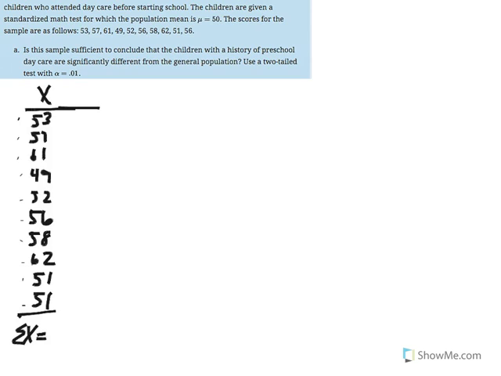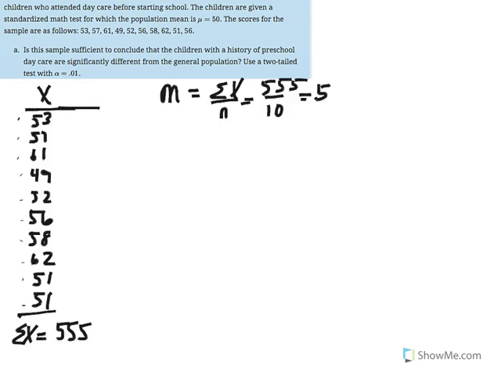So in our calculators, go ahead and take the summation of these scores to calculate the mean. The mean is equal to the sum of x over n. We know n is equal to 10. So by now you should have the sum is equal to 555. So 555 divided by 10 gives us an average score on this math test of 55.5. Again, mu was equal to 50, and now we have a sample average equal to 55.5 using the data given. We've been able to calculate that.